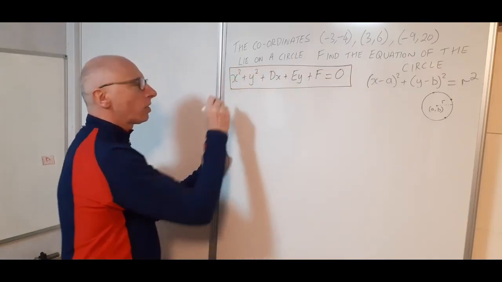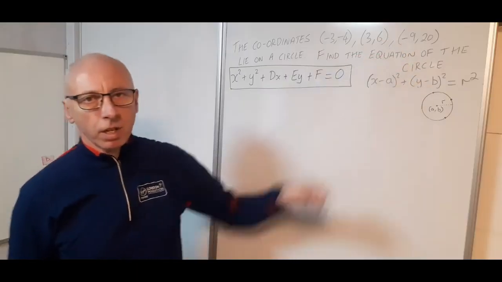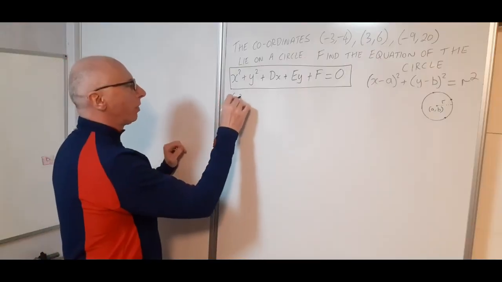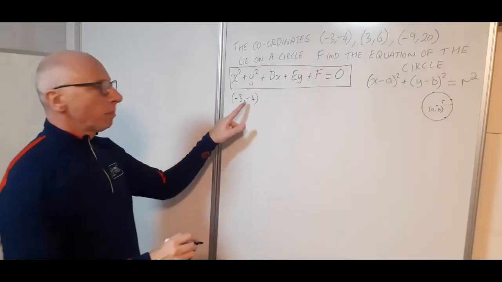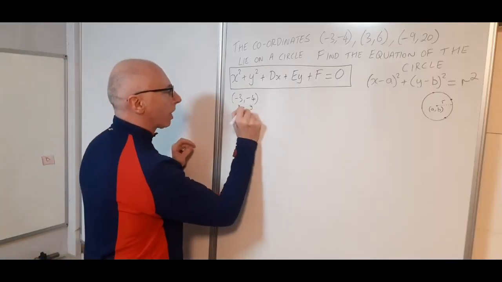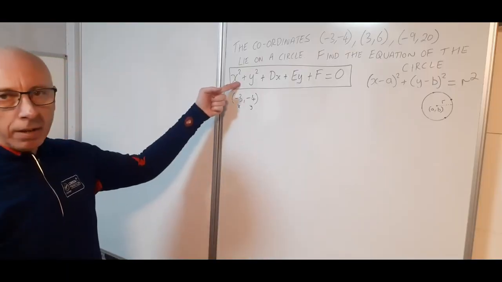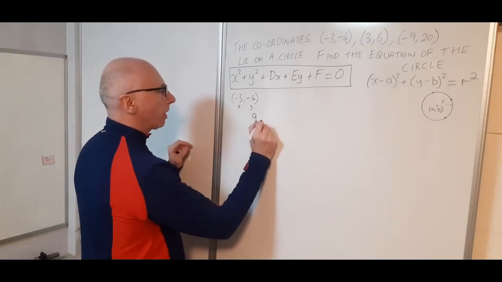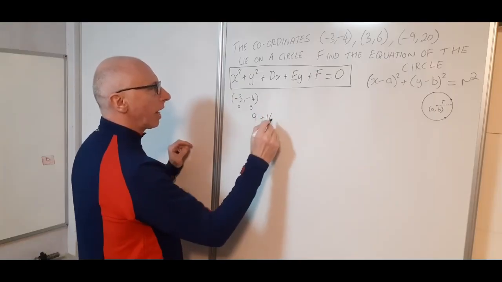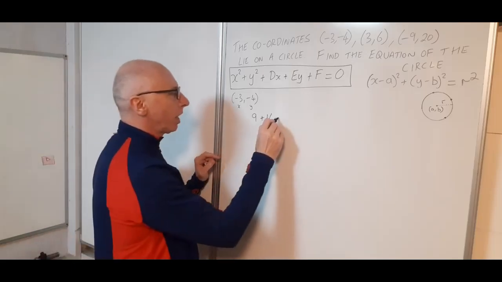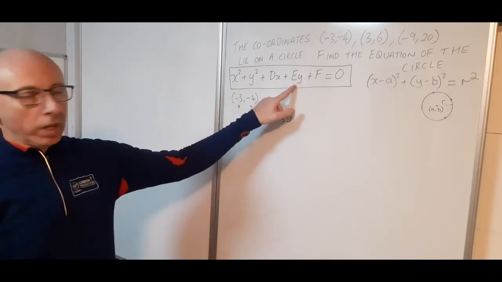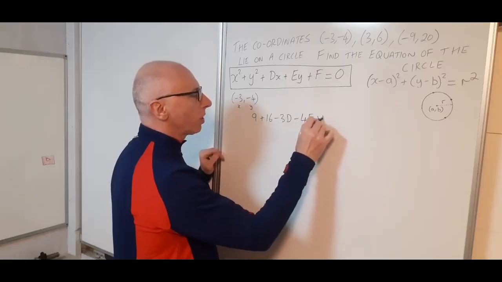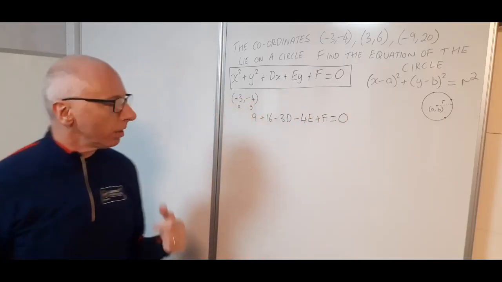And then with that, I'll set up my equations using these three coordinates. So I'm going to get three equations to work with. So, (-3, -4). Let's work on that one first. So x is -3, y is -4. Let's substitute them in there. So (-3)² is 9. Let's write that there. y² is 16. dx, well, x is -3, so that's -3d. y is -4, so -4e, plus f equals 0. So that's the first one.